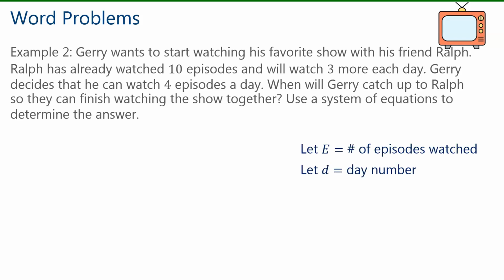So I'm going to let E be the number of episodes watched and D be the day number. So let's let the first equation be the number of episodes Ralph has watched. Well, he already watched 10 and he watches 3 more per day. So we can write that as E equals 10 plus 3D. Now Jerry hasn't watched any yet at all, so he would be E equals 4 times D. Now this is set up similarly to the last example where we did substitution.